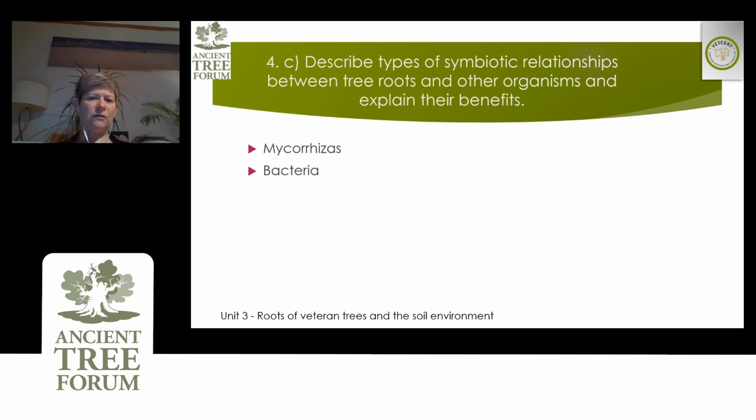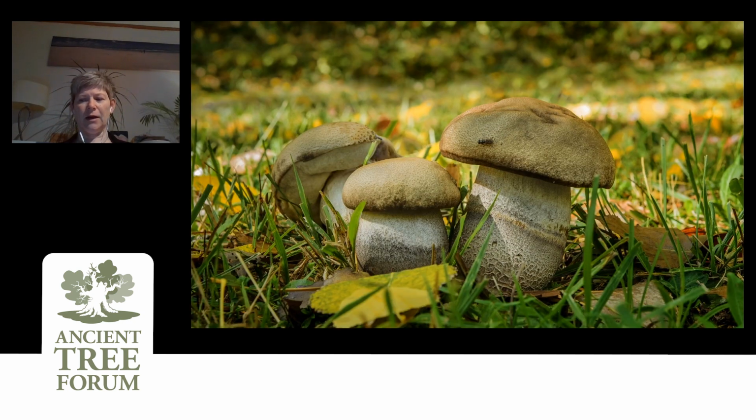Then the other element of this point 4 here in roots is to describe the types of symbiotic relationships between tree roots and other organisms and explain their benefits. Of course, mycorrhiza and bacteria are the two main parts of this, and they are symbiotic organisms. They're a relationship between two or more organisms and both benefit from this relationship. With mycorrhizae and tree roots, the fungus gives the tree the hard to reach nutrients, in particular phosphorus, and the tree gives the mycorrhizal fungi carbohydrates.